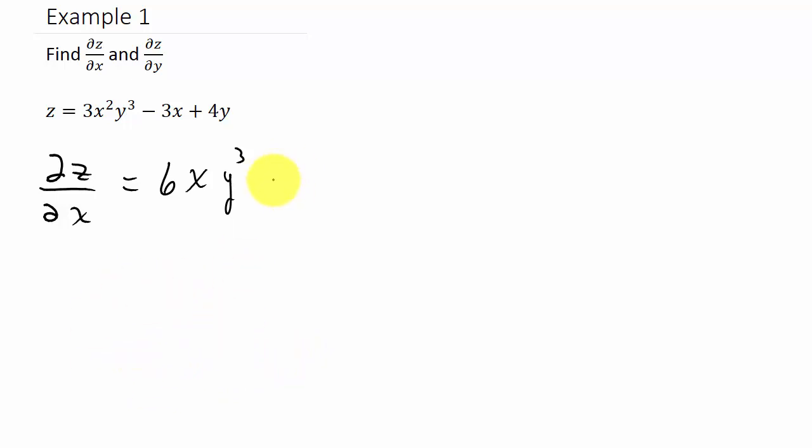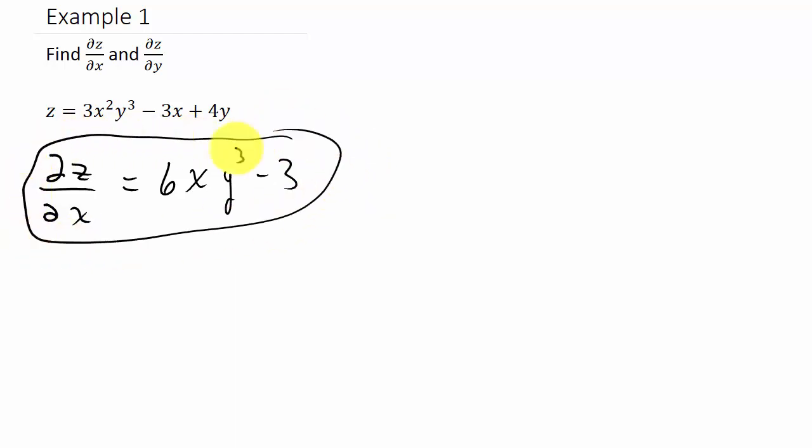And then minus, the derivative of 3x is just 3. And then the derivative of 4y, well, there's no x in there. 4y is just a constant. And what's the derivative of a constant? 0. So our final answer would be this.